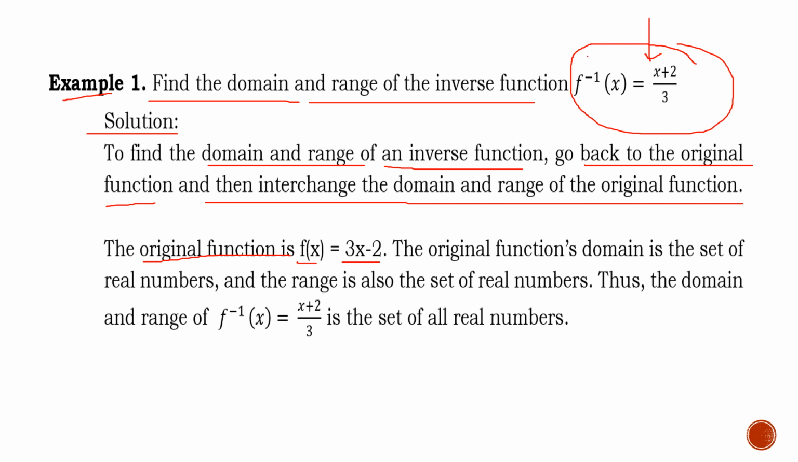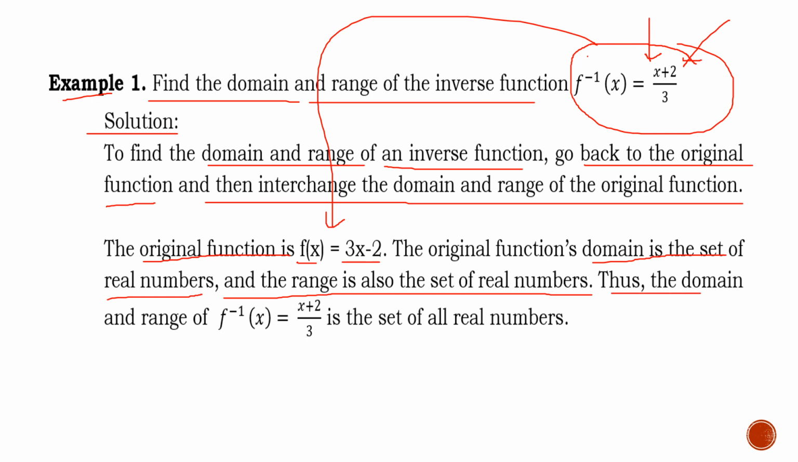So this will be the inverse of the original function f of x is equal to 3x minus 2. The original function's domain is the set of real numbers. When we say real numbers, these are negative numbers, positive numbers, including 0. And the range is also the set of real numbers. Thus the domain and range of this inverse function is the set of all real numbers.